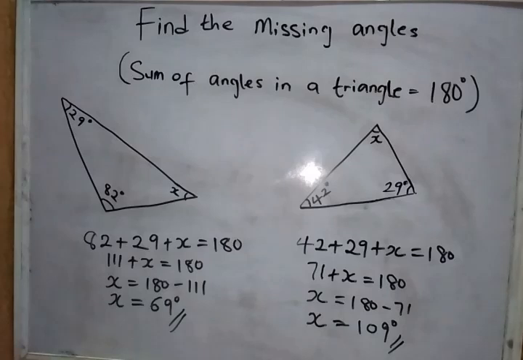Whenever you are asked to find any missing angle, and if you look, what we have here is a triangle, just have in mind that the total sum of angles there is equal to 180. So you have to equate it to 180.